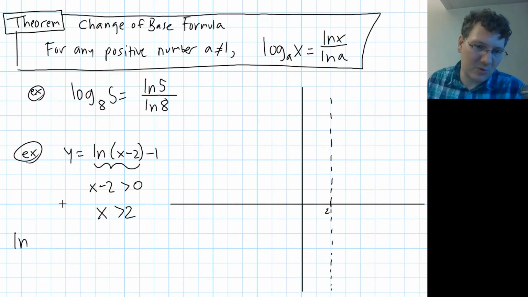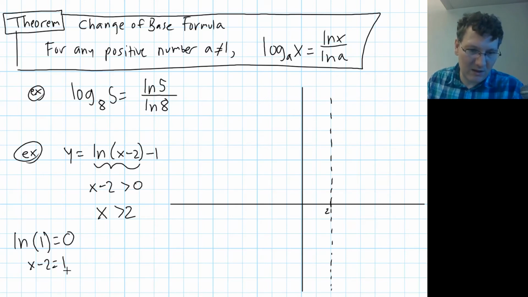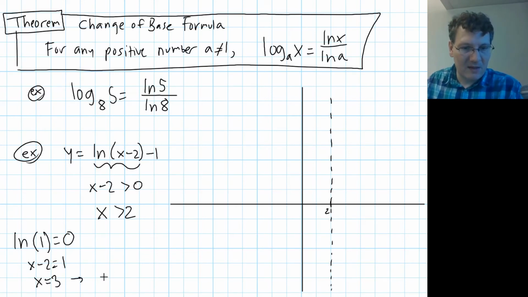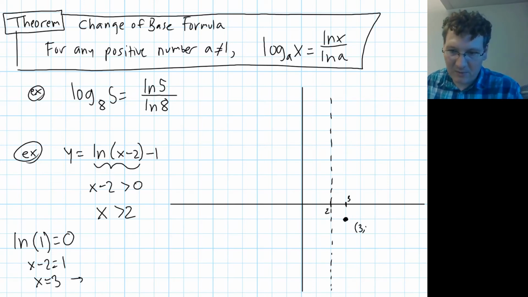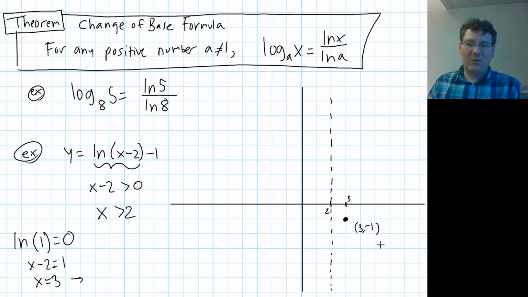One important thing to remember is that the natural log of 1 is 0. So when x minus 2 equals 1, that means x is equal to 3. When we are at 3, if you plug 3 in, you're going to get 0 minus 1. That's going to be this point here, the point 3 comma negative 1. That's the one anchor point.